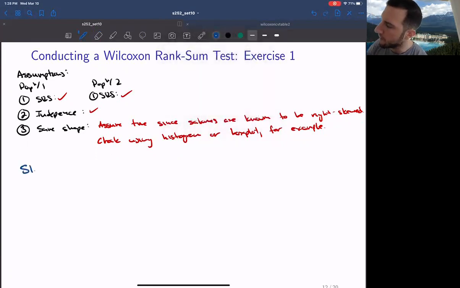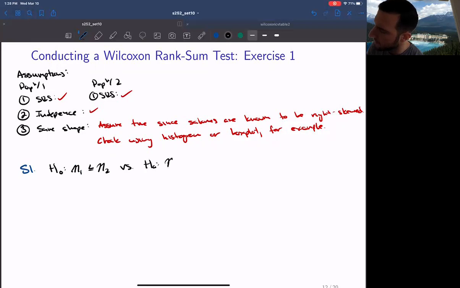Okay, so step 1, we have our null and alternative hypothesis. So we're gonna have eta 1 is less than or equal to eta 2 versus HA, eta 1 is greater than eta 2. So again, we declared the males to be population 1. We want to know if there's evidence that the male salary exceeds the female salary. So we have an upper tail test in this case. Right.